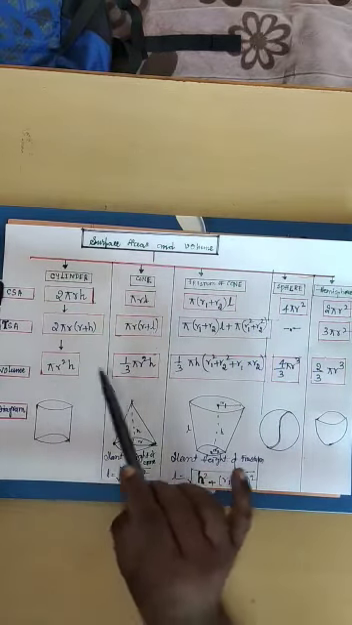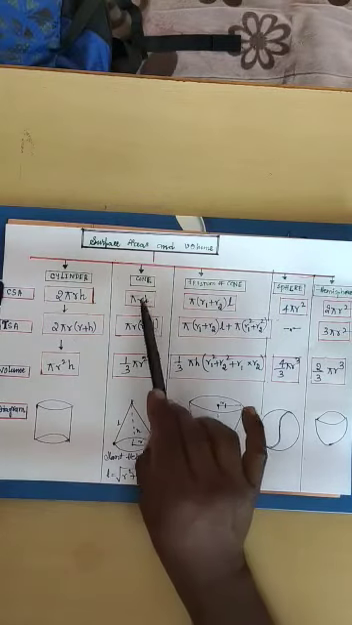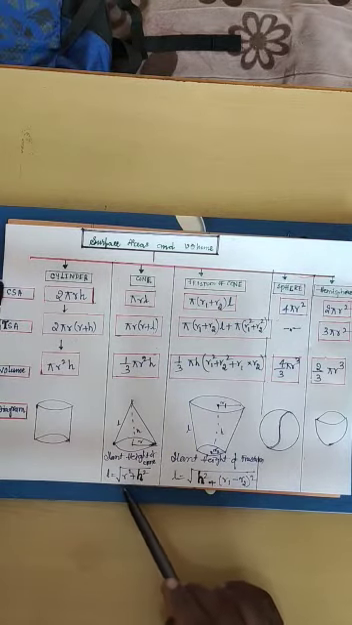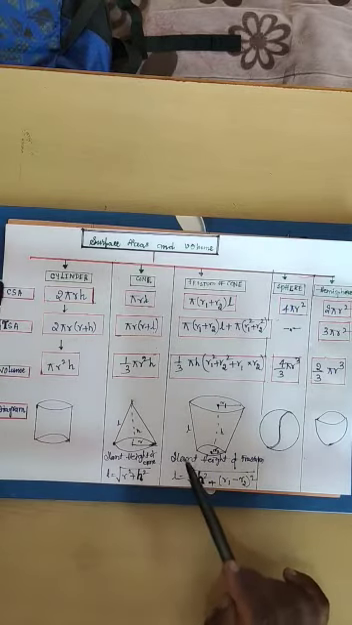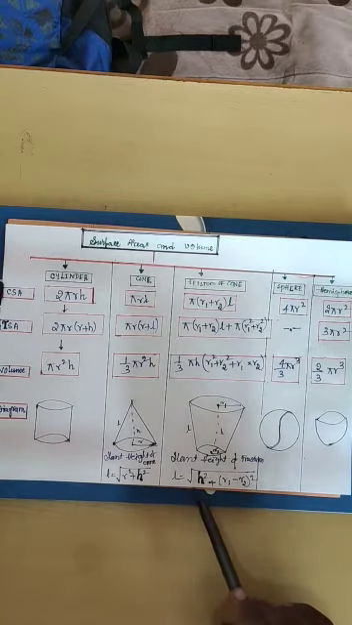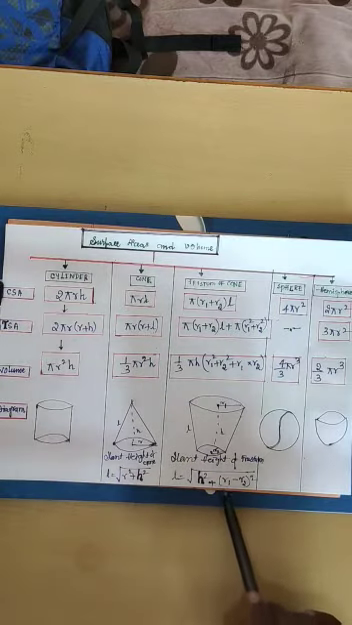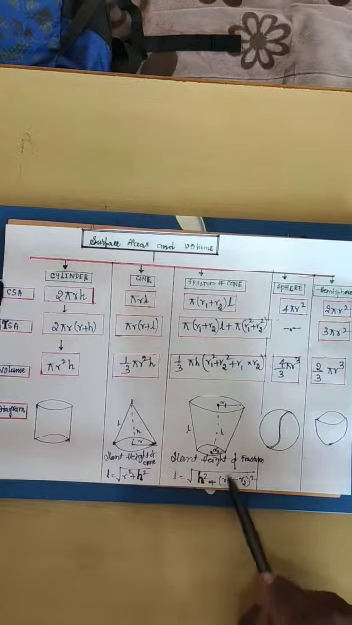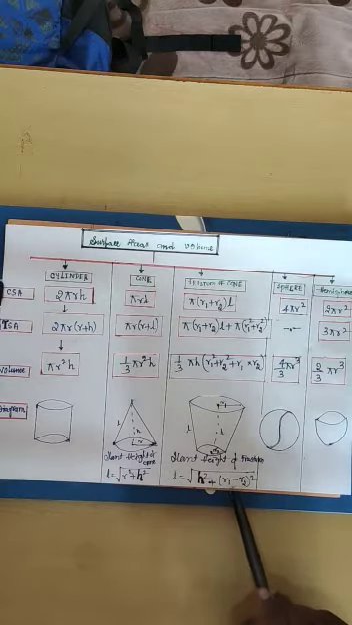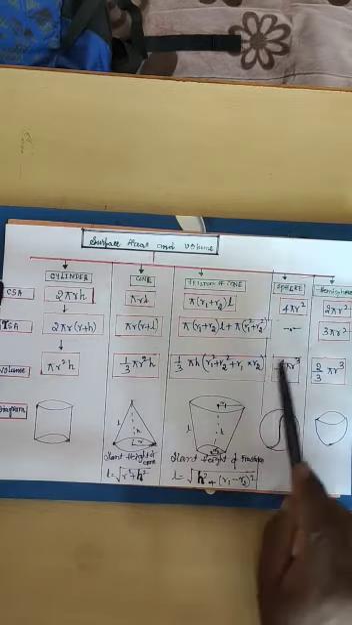The formula for slant height of cone is L equals square root of h square plus r square, but the formula for slant height of a frustum is L equals square root of h square plus, instead of this r, we take here r1 minus r2. So slant height of a frustum is L equals square root of h square plus r1 minus r2 whole square.